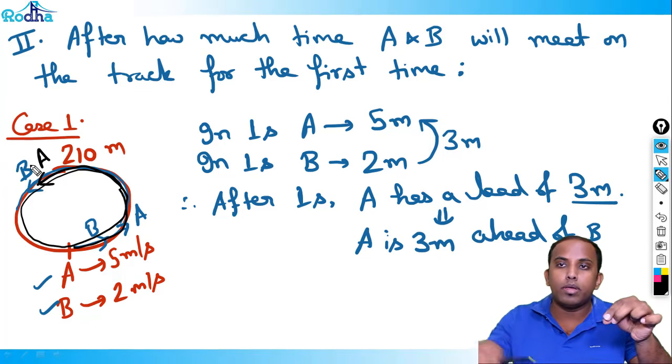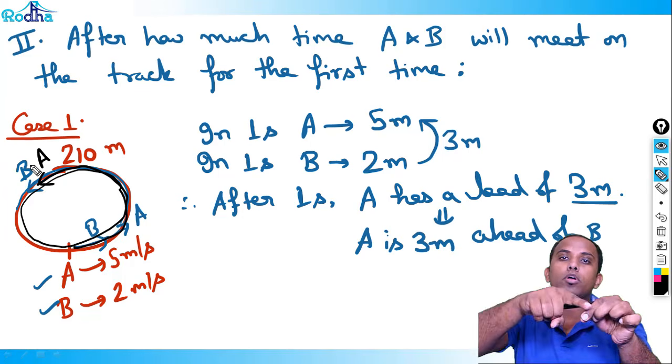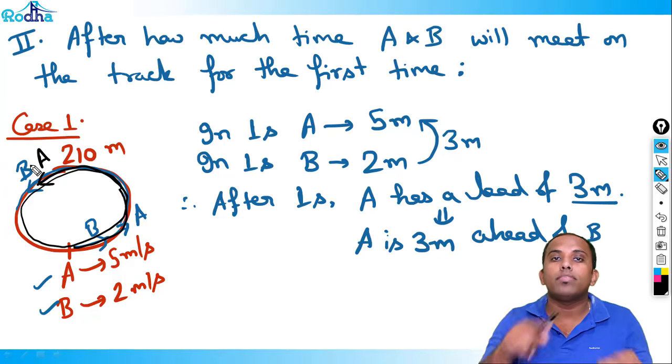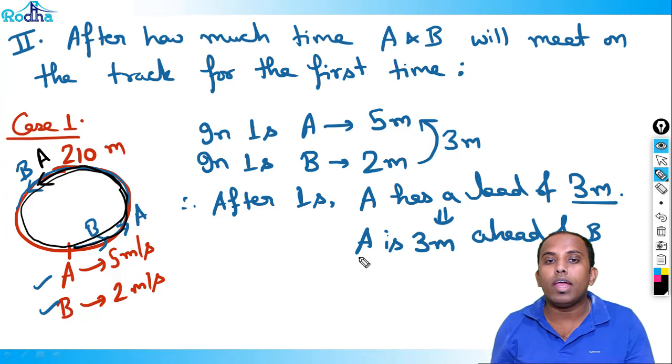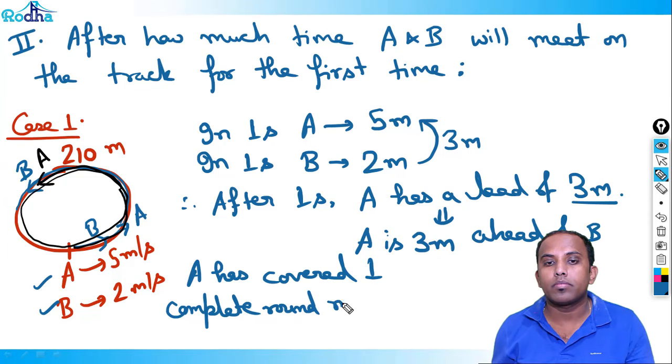So let's say from here to here B has come. Once B has come here, A has taken one more round, because A is always ahead of B. So whenever A is meeting B for the first time, that means A is catching B from behind. In that case, A has covered one complete round more than B.